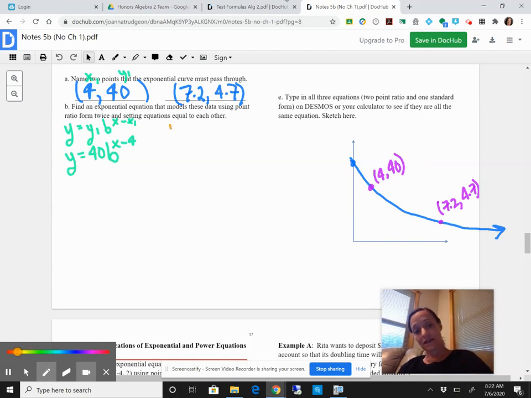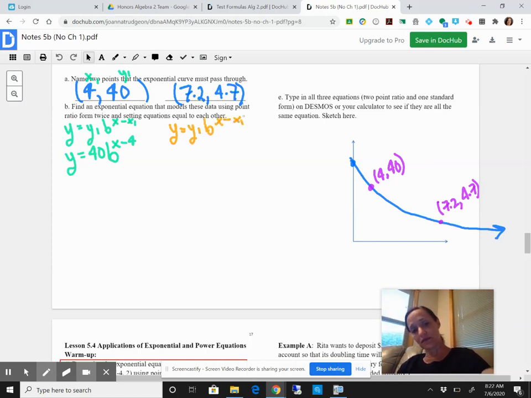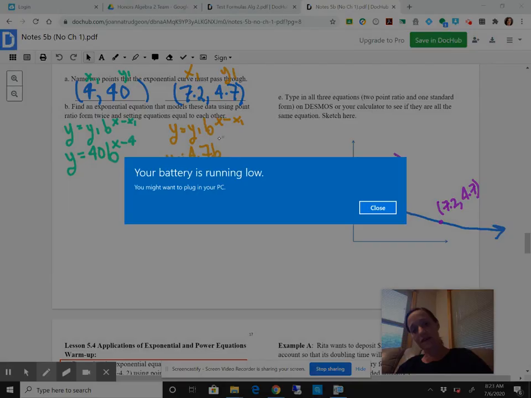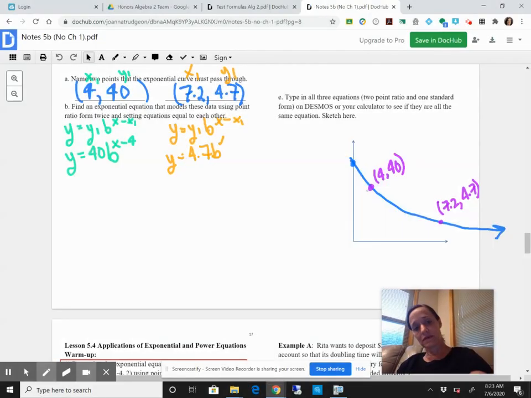I will write the equation out because I'm trying to memorize it. And I know if I keep writing it out, I will become more familiar with this equation. This will be my x1, y1. So y equals 4.7 times b to the x minus x1. I don't know what b is.